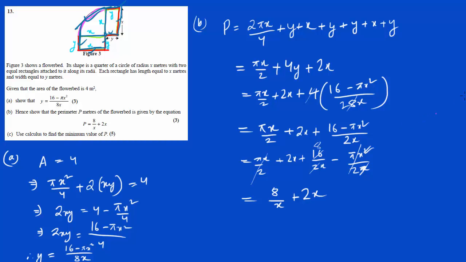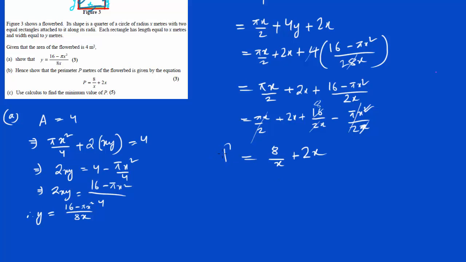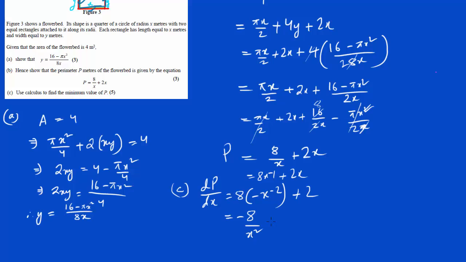Now we have question number C, where we have to use calculus and we have to find the minimum value. So remember, at the turning point, the derivative would be 0. So question number C would be dP by dx. Let me write this as 8x to the power minus 1 plus 2x. So if we differentiate 8x to the power minus 1, it would be minus 8 x to the power minus 2 plus 2, which is minus 8, we can send x squared back downstairs as positive power.